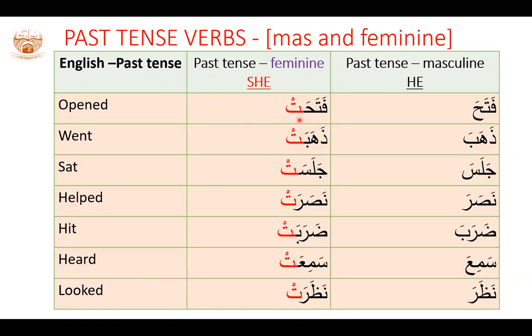What did we add? We add the ta with the sukun. It's a long ta, not the ta marbuta. Then we have jalasa, he sat. Jalasat, with the ta again added on, we get she sat. Then we have nasara, he helped. We added the ta and it becomes now nasarat, she helped.